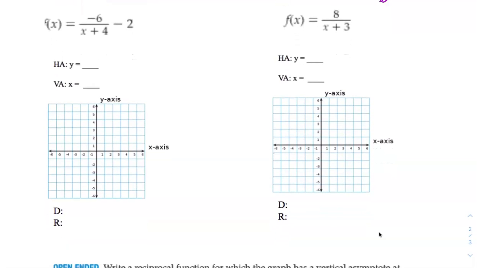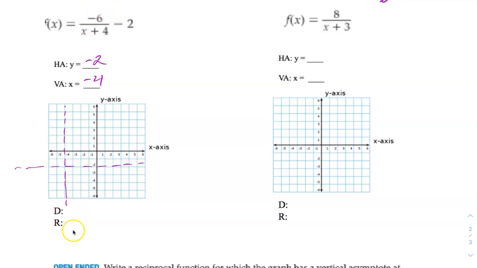Next one, like the last two. Horizontal asymptote, vertical shift, so -2. Vertical asymptote at the bottom, x equals -4. So let's plot that. X equals -4 and y equals -2. Something like that.